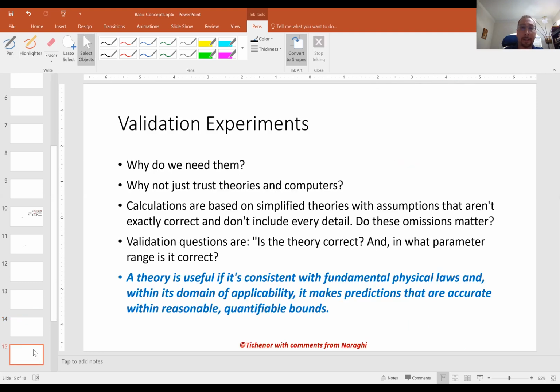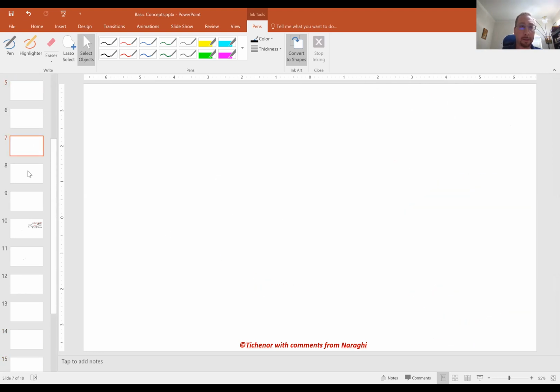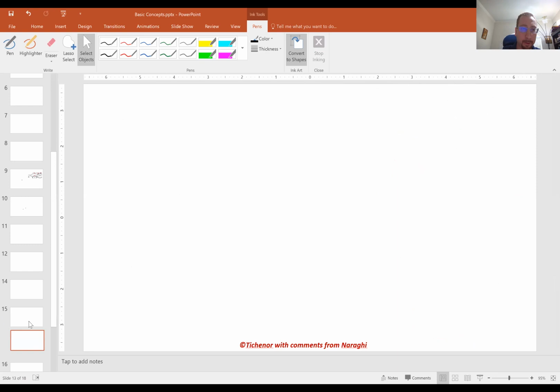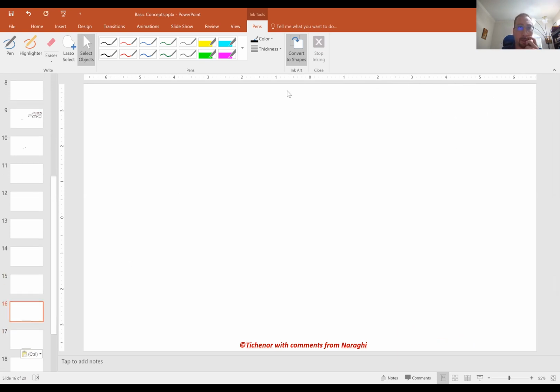Now, the last type of experiment is validation experiments. To explain the validation experiment, let me bring one blank page here. Okay, validation experiments.